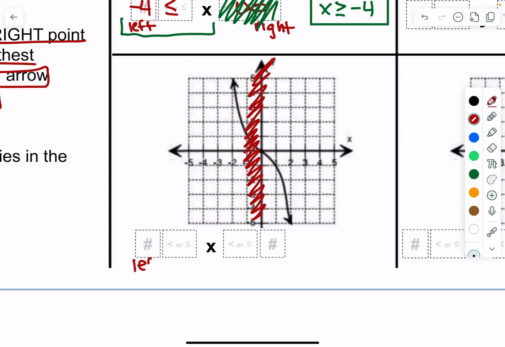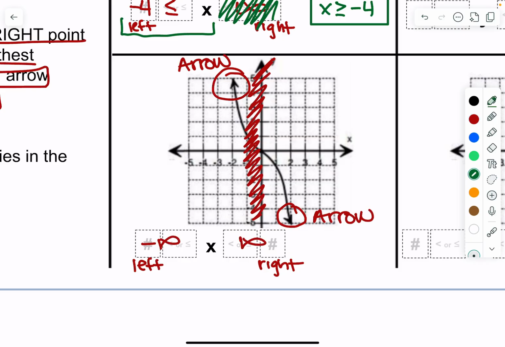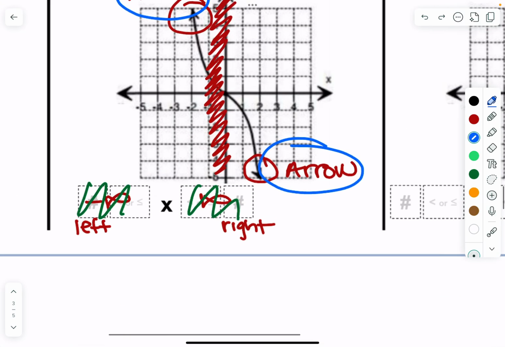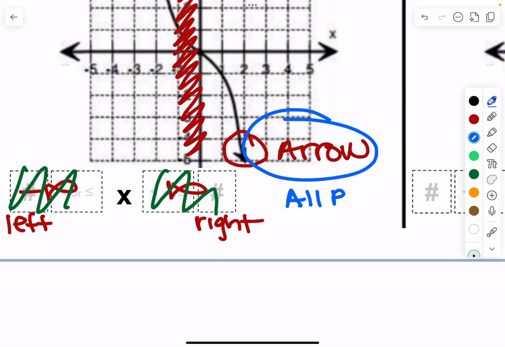We're going to label our boxes left and right. Now in this situation, my left one is an arrow. My right one is an arrow. So I know I'm going to -infinity and infinity. And I know I can delete both of those. But remember on the vocab sheet, when we have arrow, arrow, two arrows is going to mean all real numbers. Arrows in both directions, all real numbers. Okay? So my answer is all real numbers.